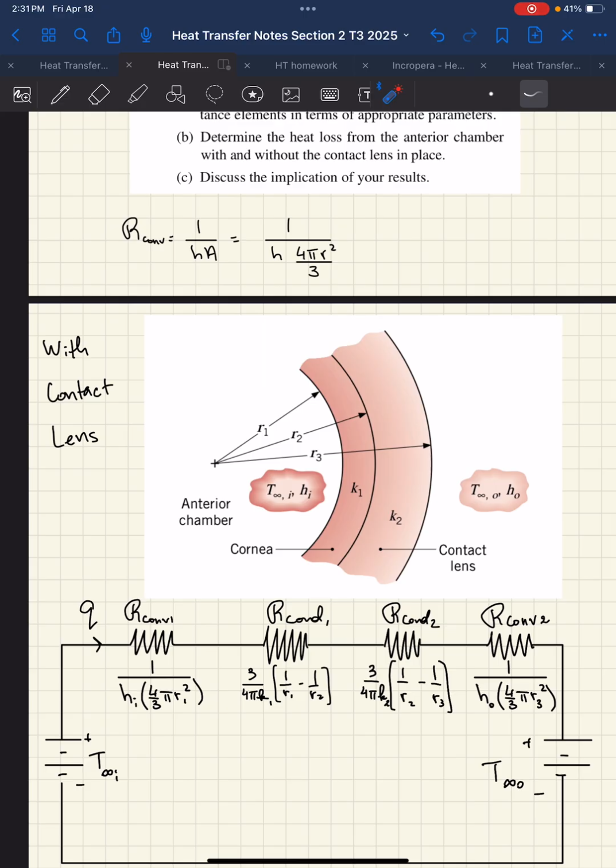So for the inside of the eye, we have that convection thermal resistance, and also we'll have it on the outside, thermal resistance due to convection. The conduction thermal resistances are through the cornea and then also through the contact lens when we're solving with the contact lens on. If you're wondering where these come from, I'm going to explain that. So that's basically the circuit with the contact lens.